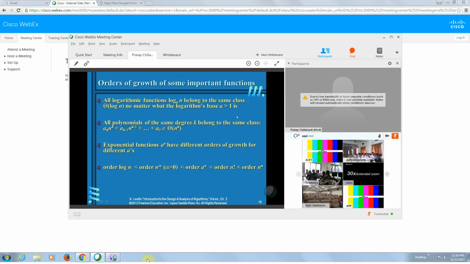Okay. Now again, who will remember all of these things? At least I won't. You can see that all logarithmic functions belong to the same class called log of n, no matter what the logarithm's base is, as long as it is greater than 1. So they just classify them as log of n.